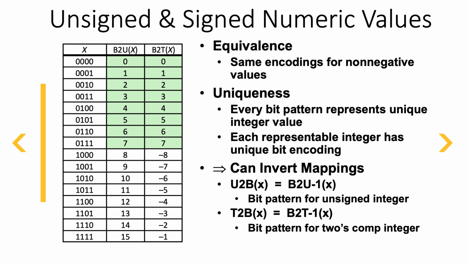Finally, we can invert these mappings, right? We can go both ways. So given a bit pattern, if you say, look, this bit pattern represents a 2's complement integer, I can go figure out what the value of that 2's complement integer is. I can also go the other way. Given a 2's complement integer, I can go the other way and figure out what the unique bit pattern is that represents that 2's complement integer.